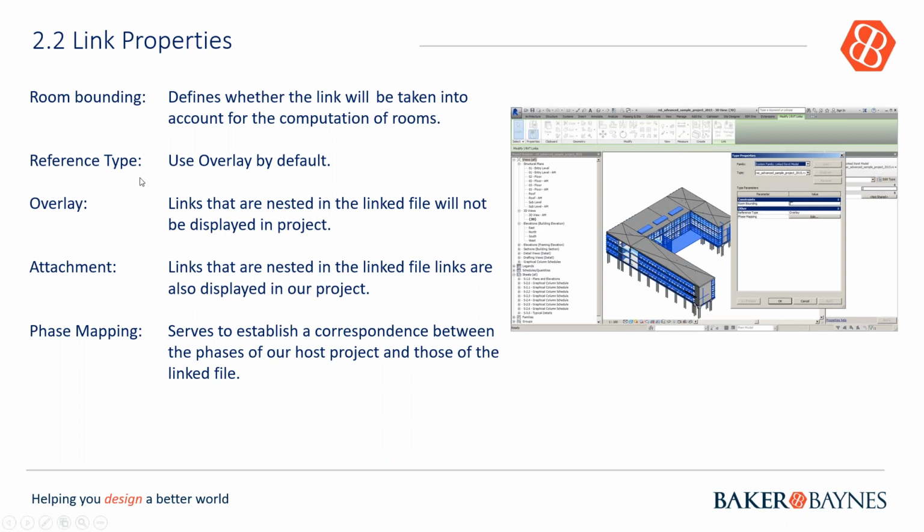When we think of reference type, we usually use a link, like an overlay by default. When we're talking about overlay, it's usually a link that's nested in a link file that's not going to be displayed in our project. When we're talking about an attachment, this usually is a link that's nested in a link file that's also displayed in our project. When we're talking about phase mapping, this is to establish the correspondence between the phases of our host project and those in the linked file, right? And you'll see those options when I actually do it in Revit.